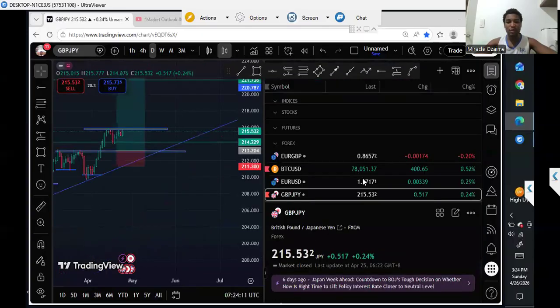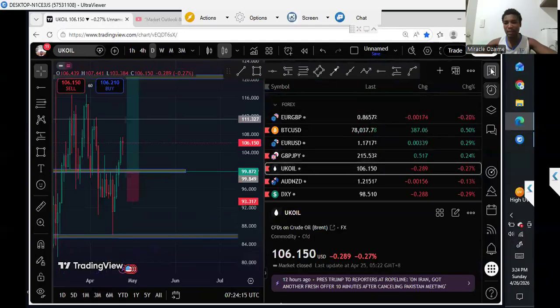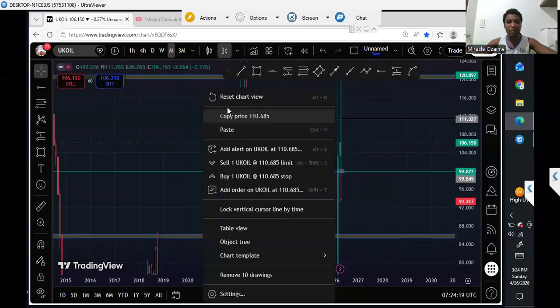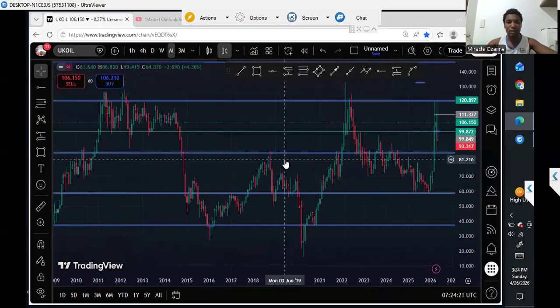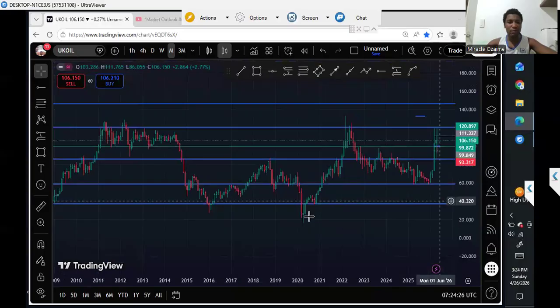The next pair that I'm going to be looking at is what oil is doing. Oil, I like as well. We'll come back to our monthly time frame. The monthly time frame is looking very nice and really, really bullish. So this consolidation around this area is what pushed the market downward.